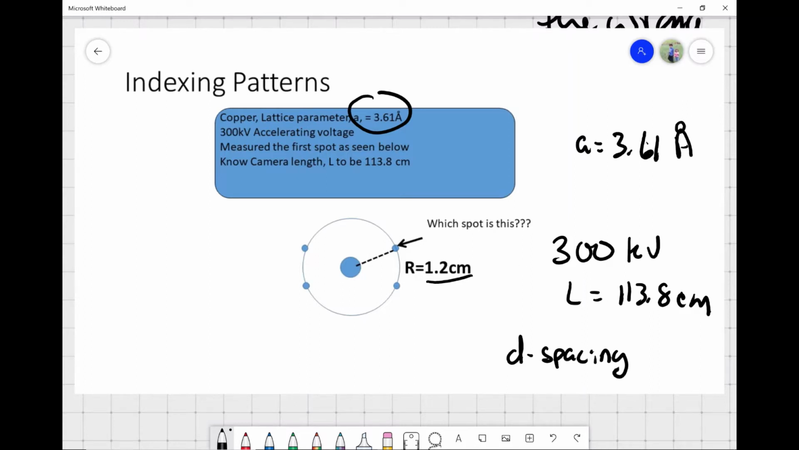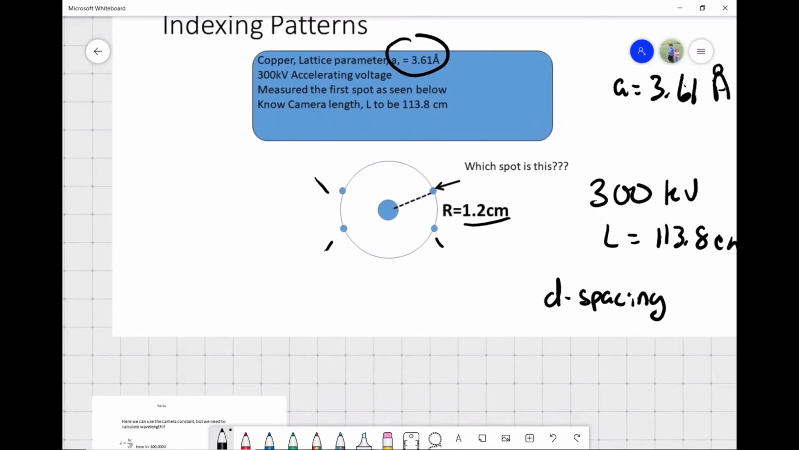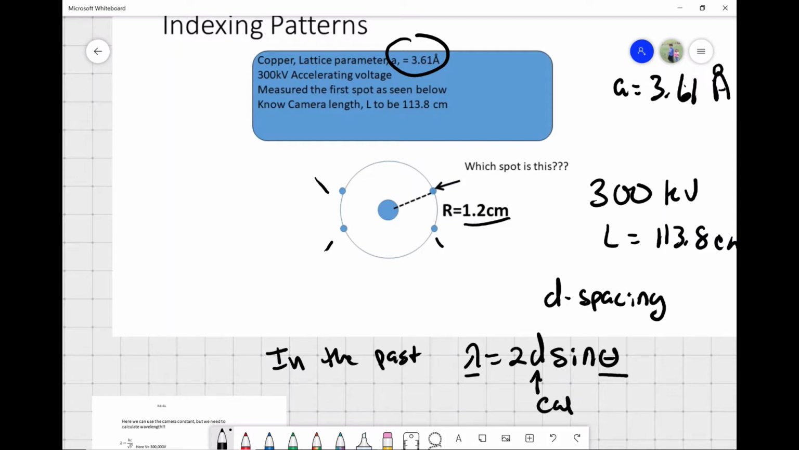So D spacing. Reflected planes are each going to have their own D spacing, and that's how we're going to figure out this spot. So we're going to figure out our D spacing. In the past, we used Bragg's law for D spacing, right? We used lambda equals 2d sine theta, and we knew this because XRD was static, 1.54 angstroms. We measured this, so we calculated this with Bragg's law.